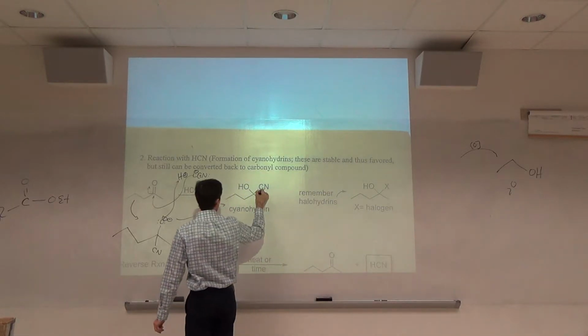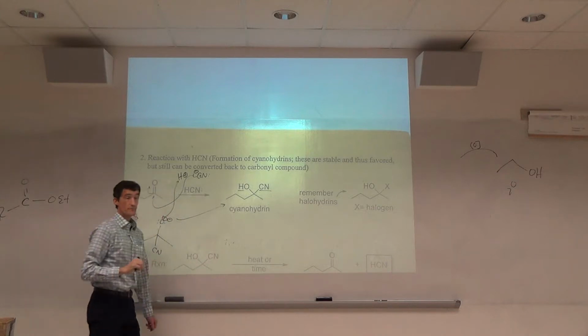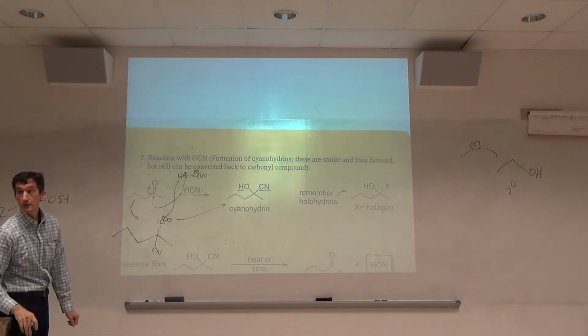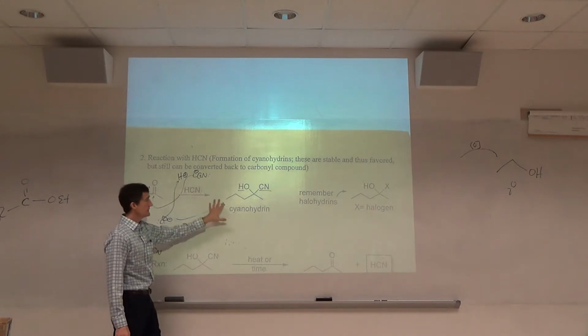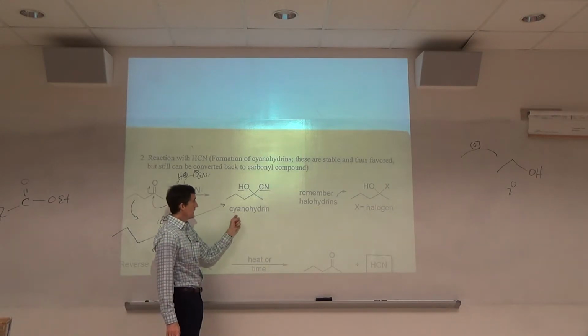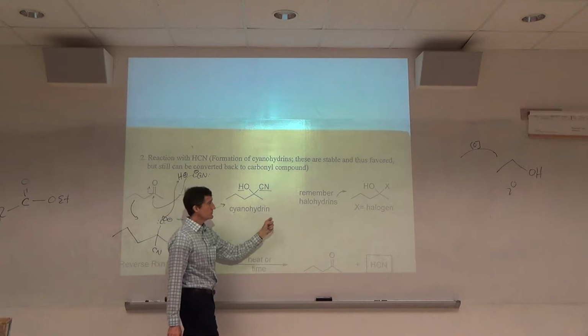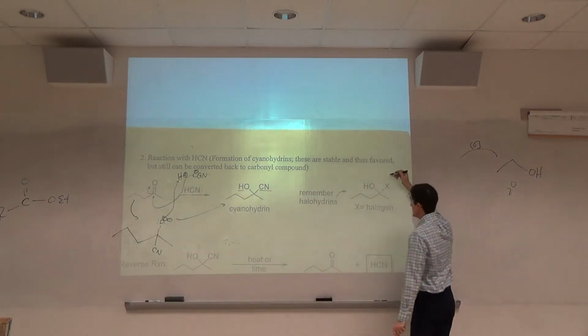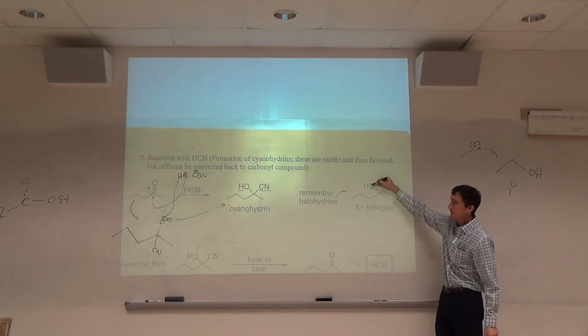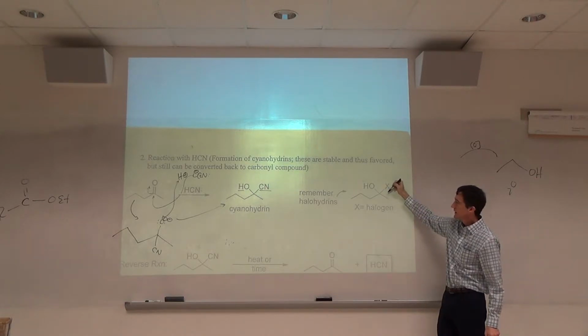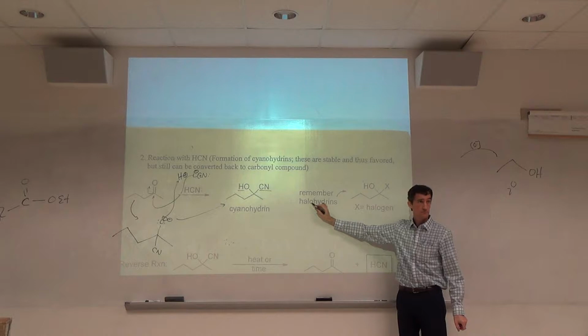So what did we add? We added CN and H. We added HCN. Okay? Aldehydes and ketones will react with HCN to give cyanohydrins. This name is similar to, you remember these from organic 1? If that was a chlorine and that was an OH, it would be a halohydrin.